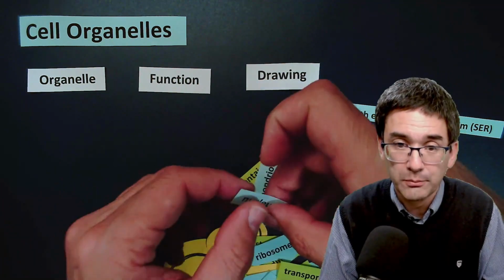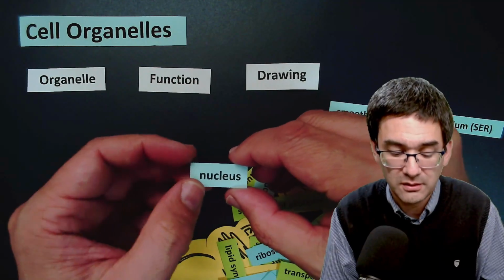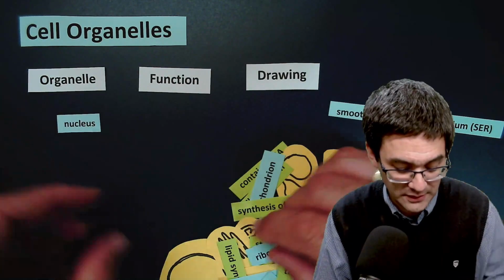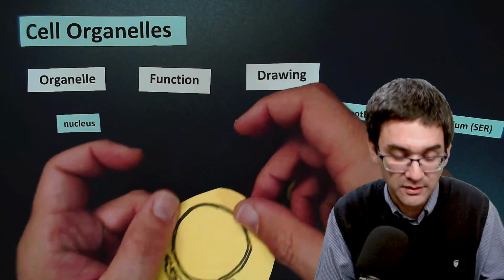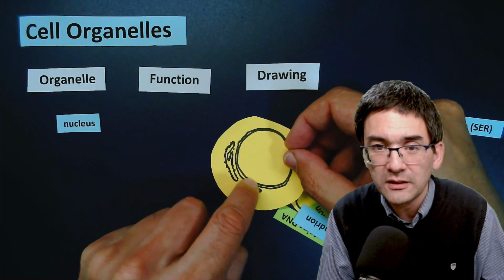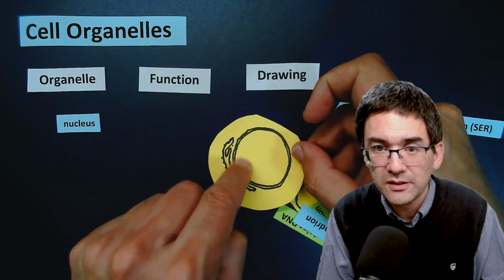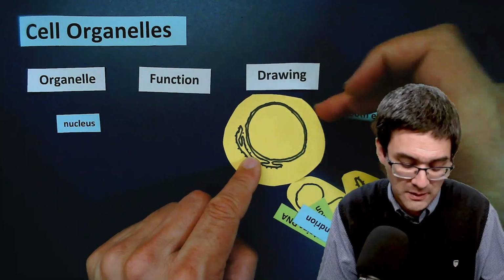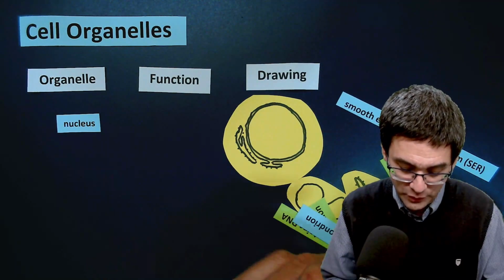Okay, let's start with the most important one, the nucleus here. Yeah, the nucleus certainly is a cell organelle, and it's over here. This is the nucleus. Look, I also included a little bit of the rough endoplasmic reticulum on the outside here, but actually this here is the nucleus. Okay, and now I need to find the function of it.